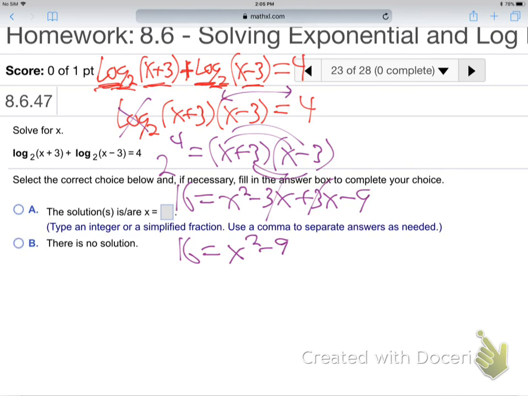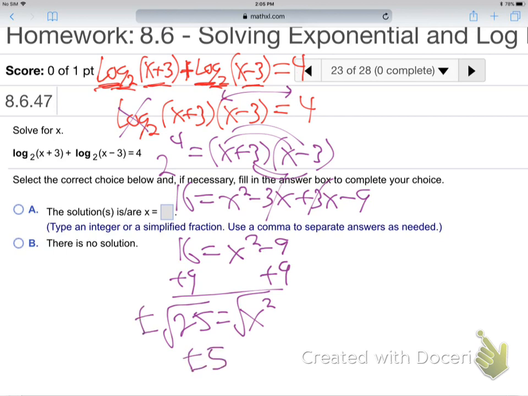Remember, it would work, but it'd be even quicker to say, look, I don't even have regular x here. I can just add the 9. That's 25, right? And then root it. What happens when you put a roof on the house? Up and down the ladder, plus or minus. So plus or minus 5.